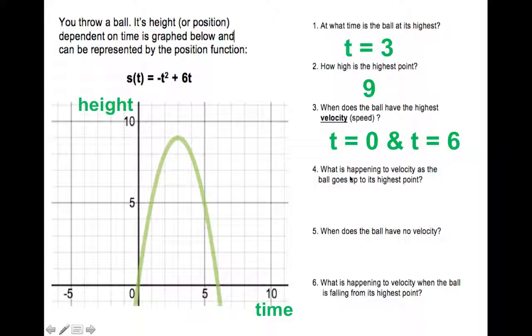So number 4, what is happening to velocity as the ball goes up? So as the ball goes up to its highest point, what is happening to the speed, the velocity? Hopefully you put it's decreasing.